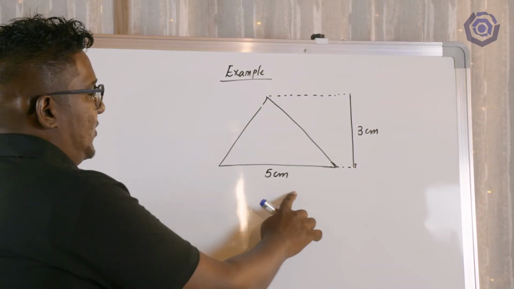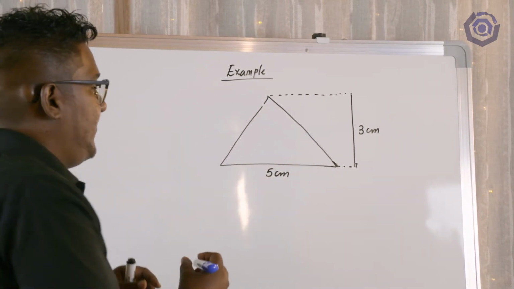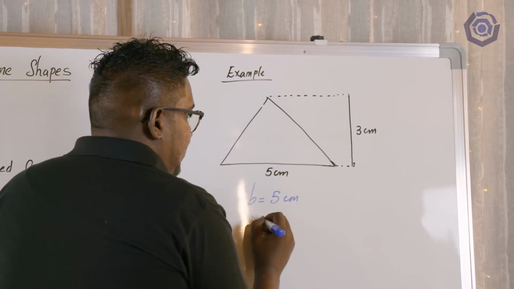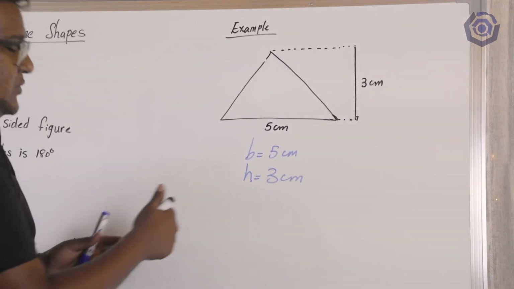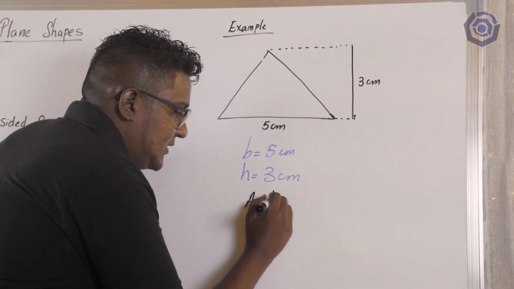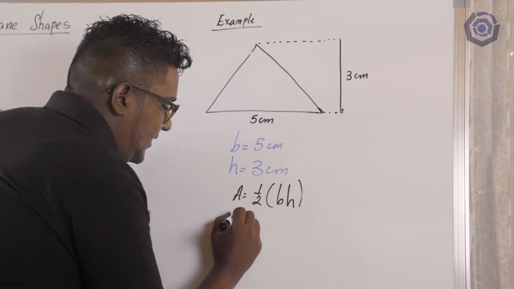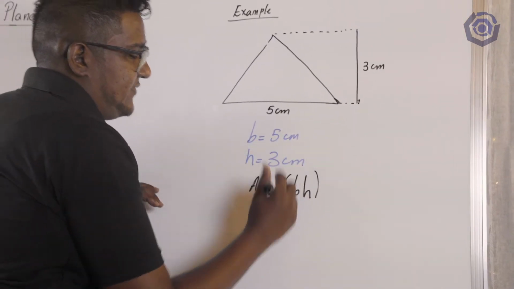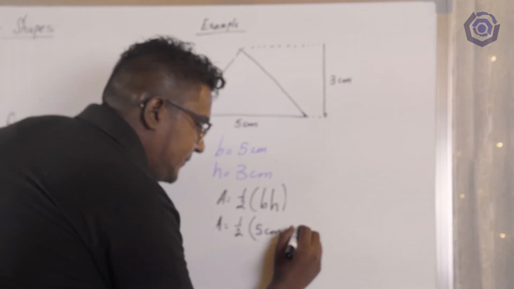You have a triangle with a base of 5 centimeters and a height of 3 cm. Let's state what we're given. B equals 5 cm and H equals 3 cm. Now let's use our formula, substitute these values and find the area of this triangle. A equals a half BH. A equals a half times B, which represents our base, and that is 5 cm, multiplied by our height, which is 3 cm.